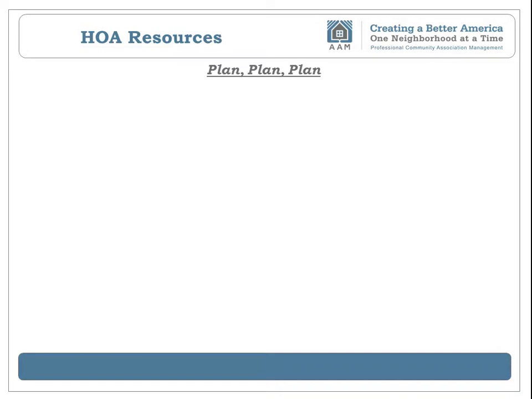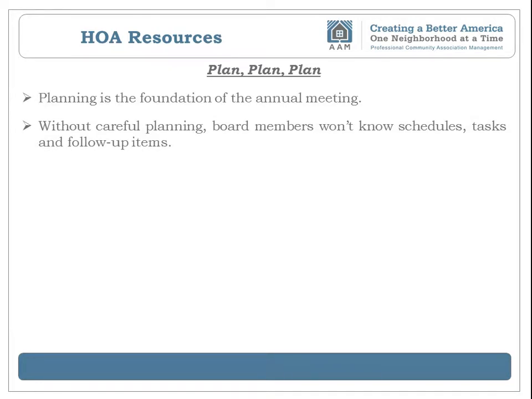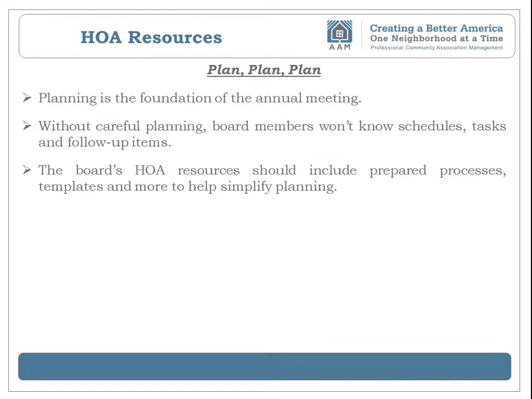Plan. Planning is the foundation of the annual meeting. Without careful planning, board members won't know schedules, tasks, and follow-up items. The board's HOA resources should include prepared processes, templates, and more to help simplify planning.